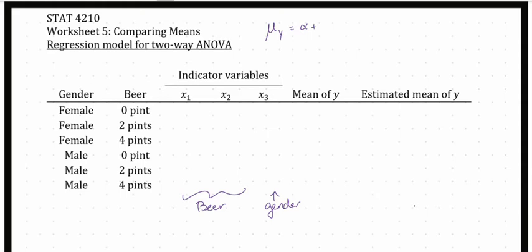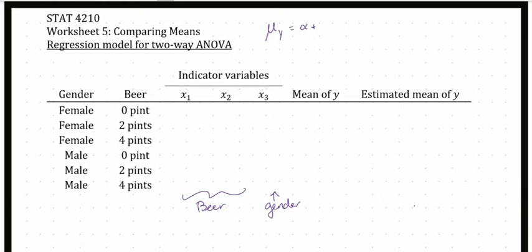That third indicator variable would be redundant, because if a person has not had 0 pints and has not had 2 pints, then they must have had 4 pints, and we don't need that last indicator for 4 pints. That 4 pints in this case would be the reference group. Similarly, if we only have 2 levels of a categorical variable, male or female, if a person is not female, in this case, then they must be male. And so we do not need a second indicator because one of those 2 groups, in this case male, must be the reference group.